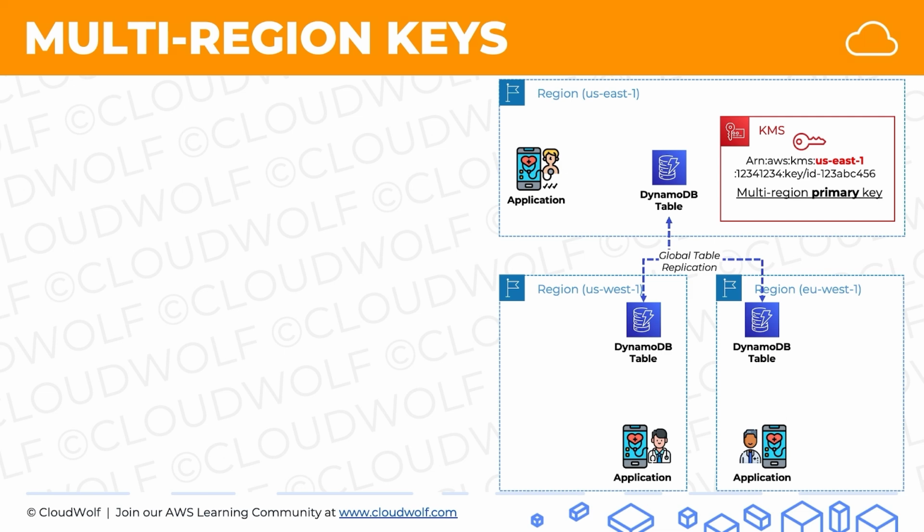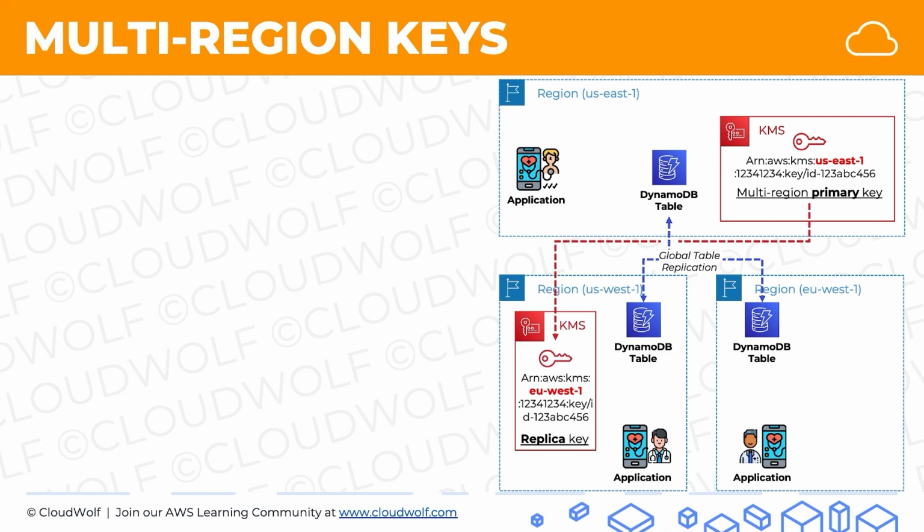So we're creating this multi-region key. It's going to be our primary key because that's where we're creating it. And we specify right away that we want it to be replicated. And here we'll have a replica of the key inside US West 1 and a replica of the key inside EU West 1, so in the two regions where we need it.